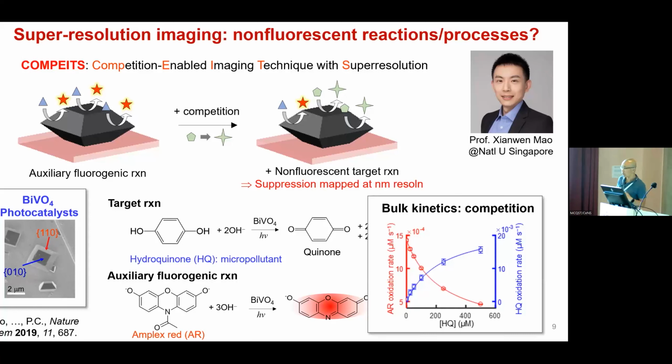Now we first, of course, have to confirm these two reactions indeed compete. So here you can do conventional bulk kinetic studies by monitoring the fluorogenic probe reaction rate as a function of the competing hydroquinone concentration. You can see with increasing concentration of competitor, the fluorogenic reaction rate decreases. You can also measure this particular reaction rate by monitoring the absorption appearance of this product, again in bulk assays, and you can see it increases in an anti-correlative fashion. So these two reactions indeed compete with each other on the surface of the catalyst particle.